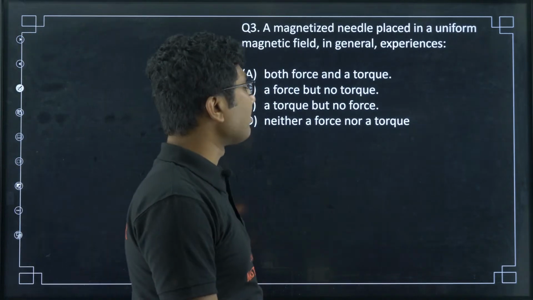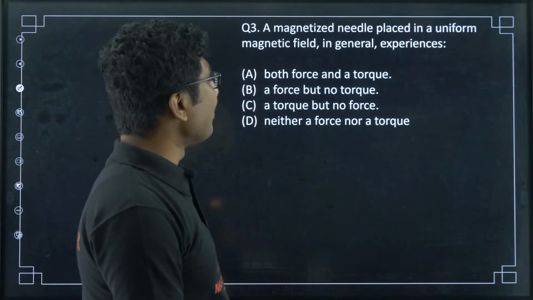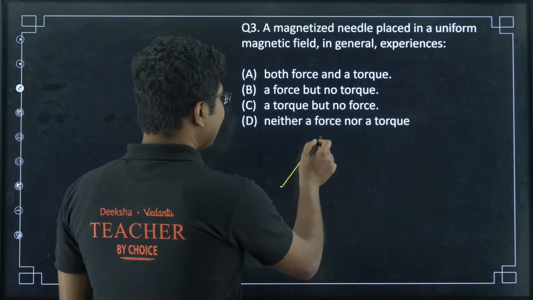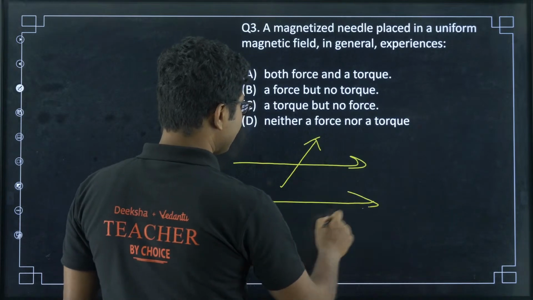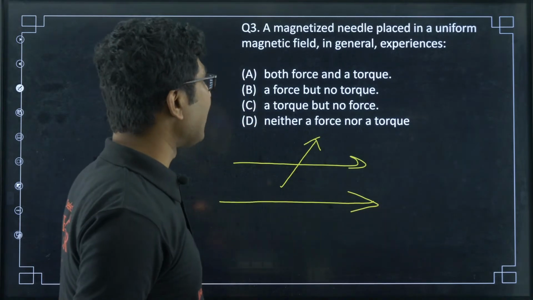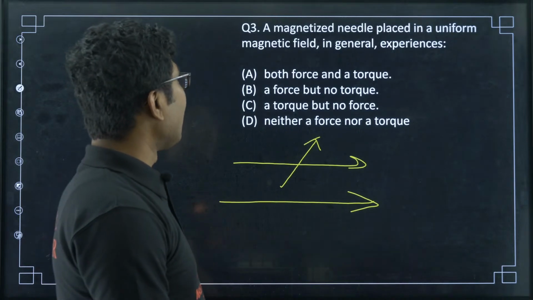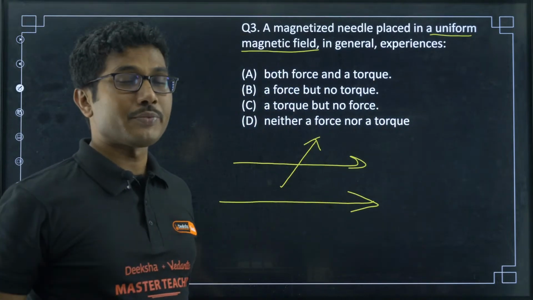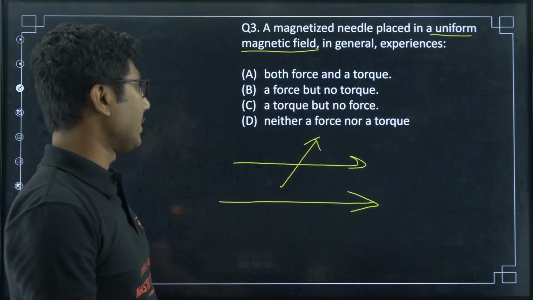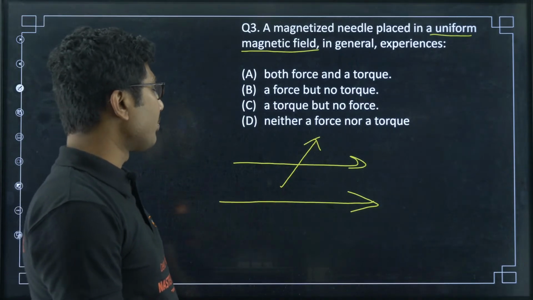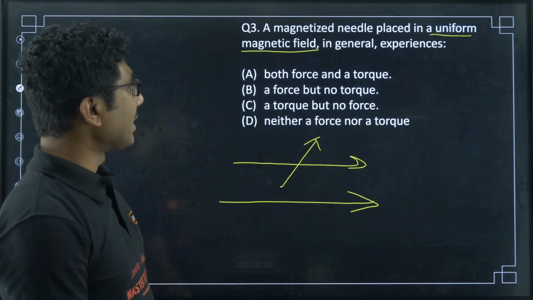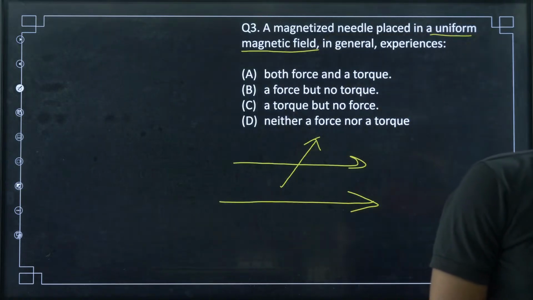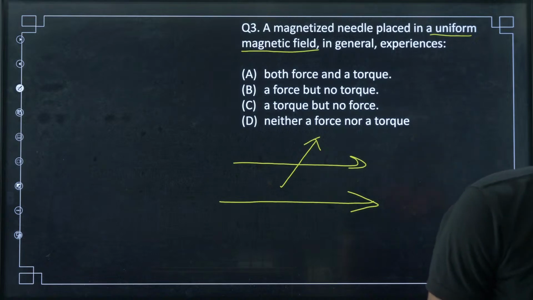Now move on to question number 3. A magnetized needle placed in a uniform magnetic field in general experiences. The angle is not specified, how it is kept, but it is mentioned that it is a uniform magnetic field. That is very, very important. If it is non-uniform, the answer will be different. Options: both force and torque, a force but no torque, a torque but no force, neither a force nor a torque. Pradeep is saying 3A, Varija is saying 3C.